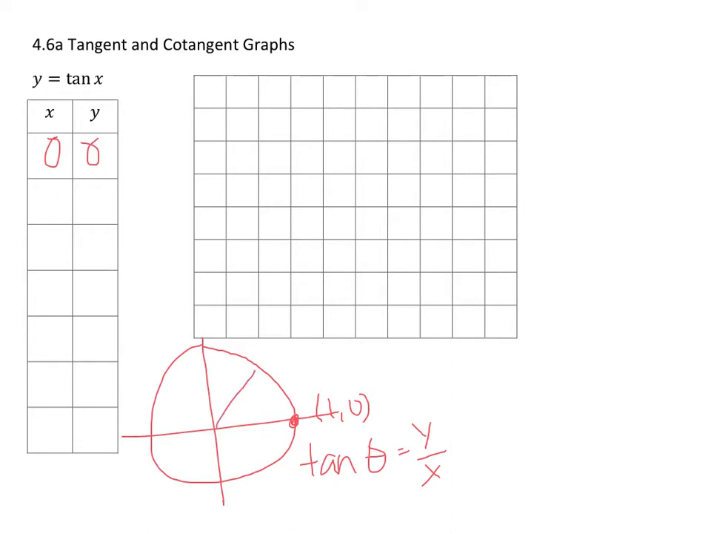We're going to skip to pi over 4: radical 2 over 2, radical 2 over 2. Y divided by x is going to be 1. That's for pi over 4. Let's go to pi over 2. This is going to be (0, 1). So y divided by x is going to be undefined. And we're going to see what that looks like on the graph in a minute. So this one's pi over 2.